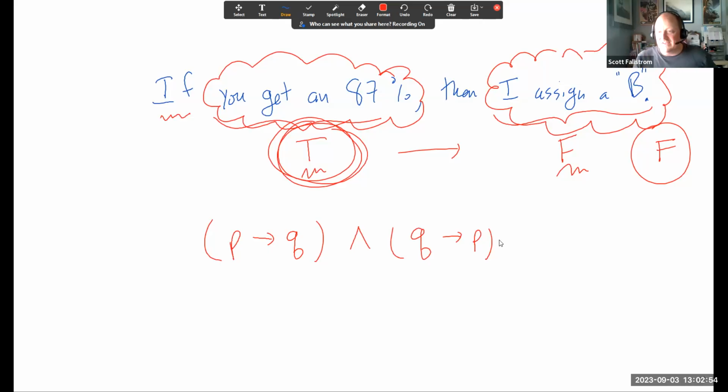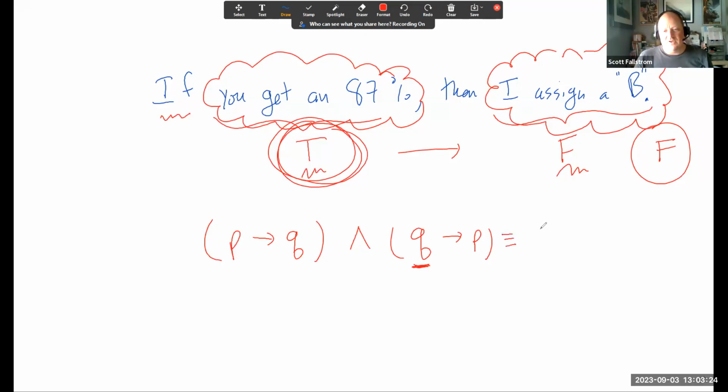So let me give you an example with numbers. If a number ends in a 0 or a 5, then the whole number, no matter how many digits it has, is divisible by 5. So if it ends in a 0 or a 5, then it's divisible by 5. And guess what? If it's divisible by 5, then it ends in a 0 or a 5. So that's a statement where you could switch them around and they're both true.